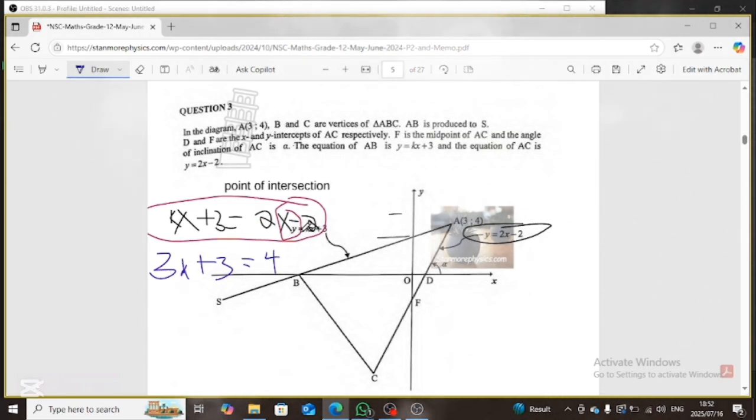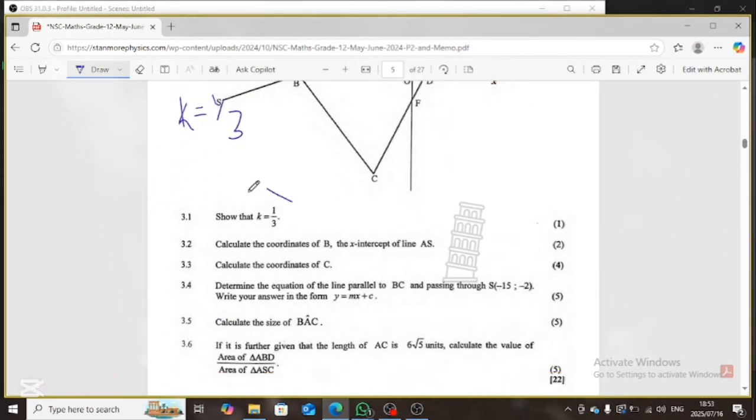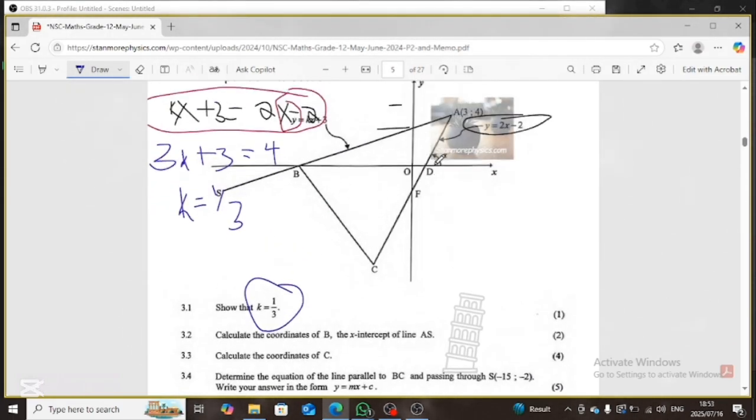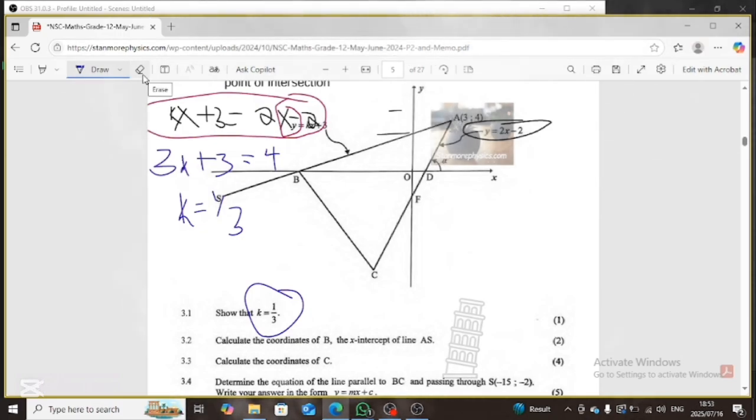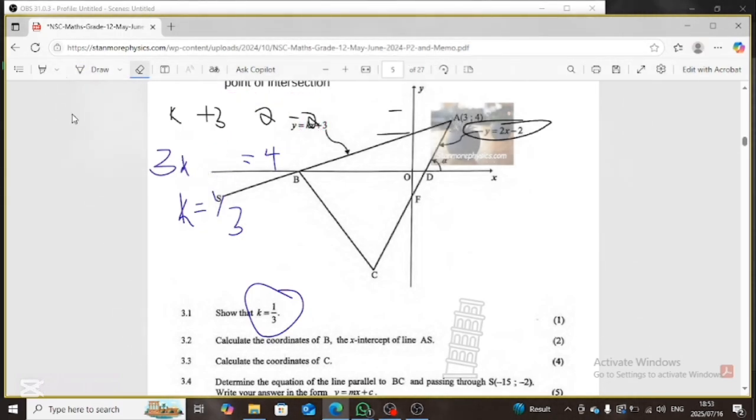Now solving for k, we transpose 3 to the right of the equal sign, giving us 4 minus 3 equals 1. This implies 3k equals 1. Divide by 3 on both sides, therefore k equals 1/3.